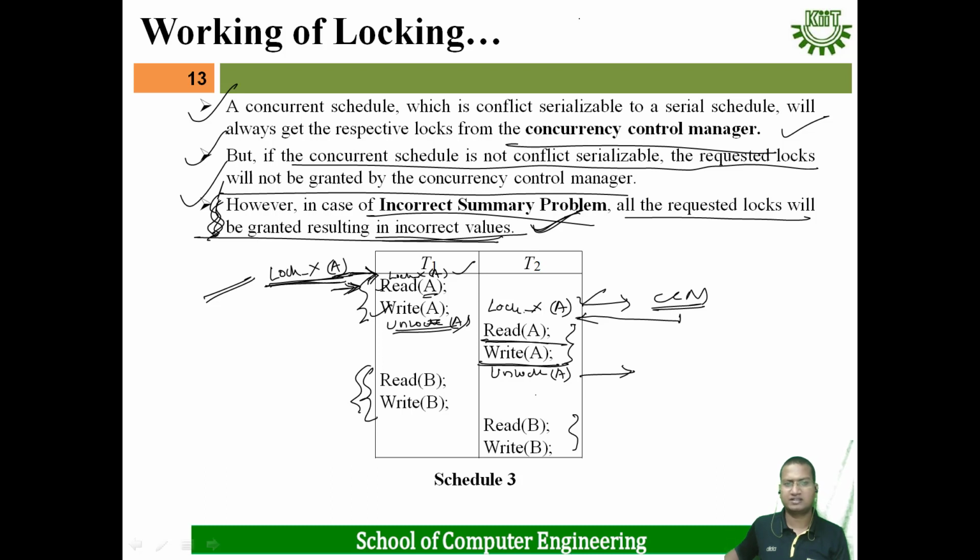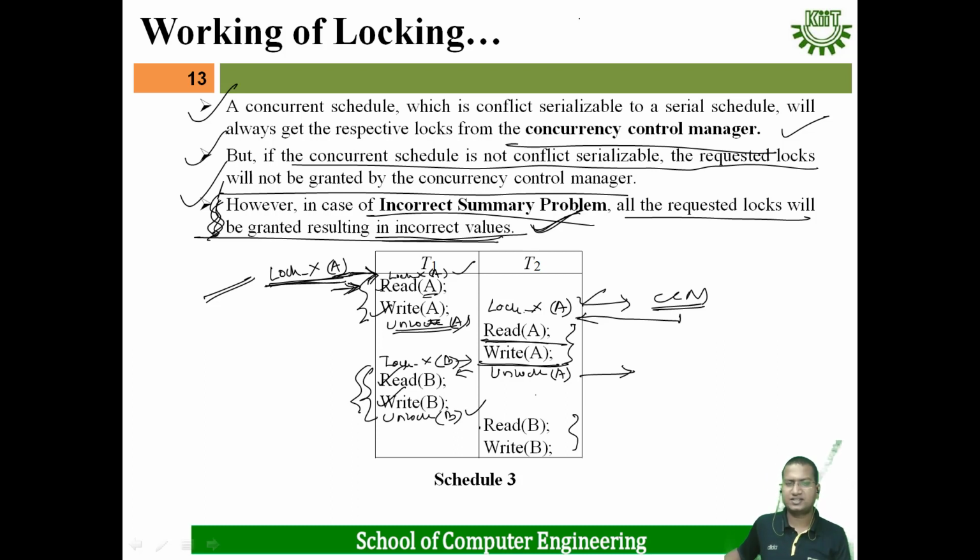Then again the T1 transaction will request an exclusive lock, that means lock X on B, to the concurrency control manager. As there is no lock previously applied on B, the concurrency control manager will grant that lock, and T1 will execute these two instructions. After that, it will unlock the lock on B. Unlock B.